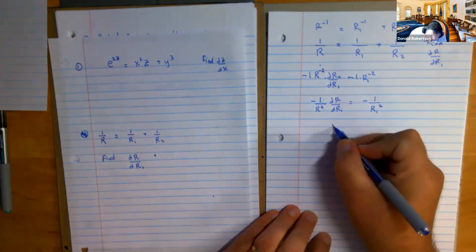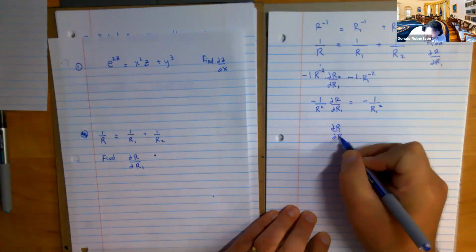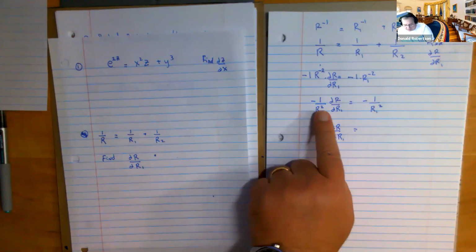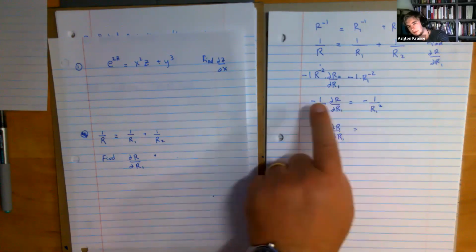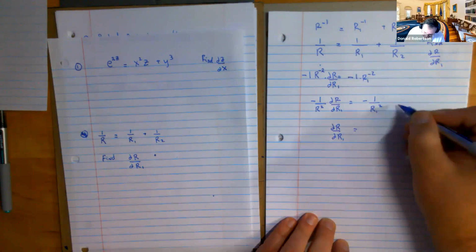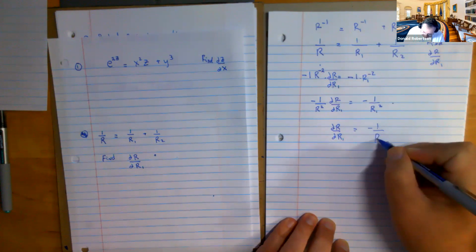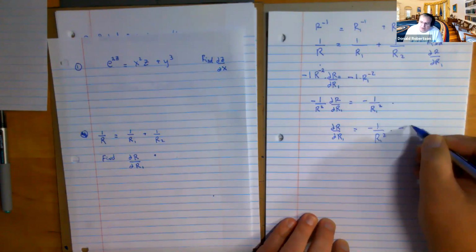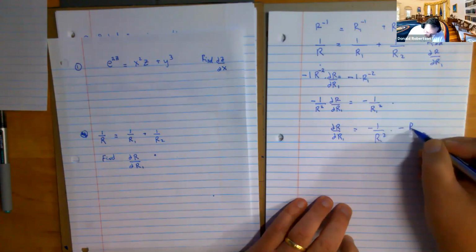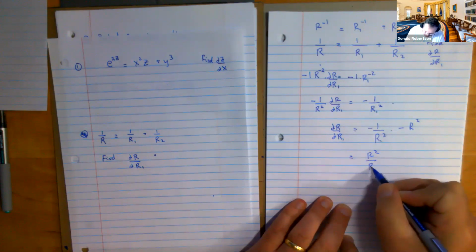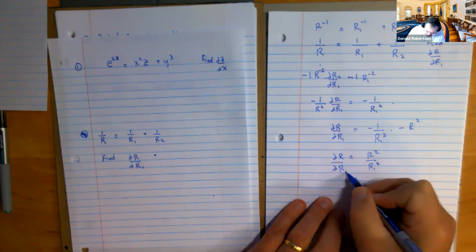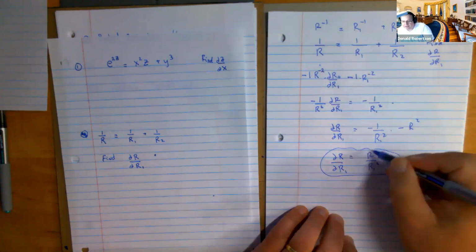All I need to do now is isolate that one, because that's what we've been asked to find. How would I get from here to here? What should I do to both sides? Multiply both sides by negative R squared. R squared, sorry. And if you do that, the two negatives cancel, and you get that. That's all we need to be able to do.